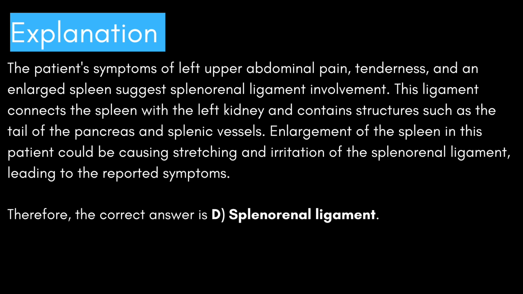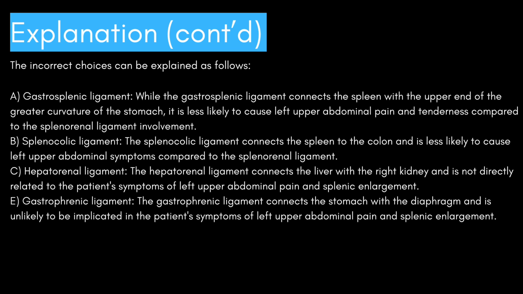All right, let's go ahead and see why the other answer choices are incorrect. The incorrect choices can be explained as follows. A, gastrosplenic ligament. While the gastrosplenic ligament connects the spleen with the upper end of the greater curvature of the stomach, it is less likely to cause left upper abdominal pain and tenderness compared to the splenorenal ligament involvement.